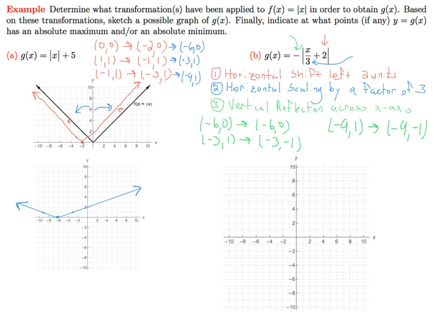So here we are at (-6, 0). The point at (-3, 1) gets reflected to (-3, -1), and the point at (-9, 1) gets reflected to (-9, -1). And so here is our graph in green. Now this graph is going to continue down forever. So that means we're not going to have a local or absolute minimum.